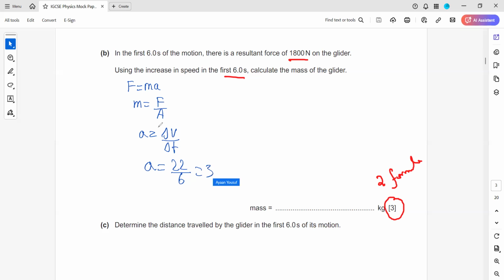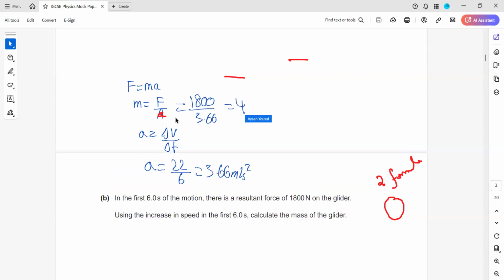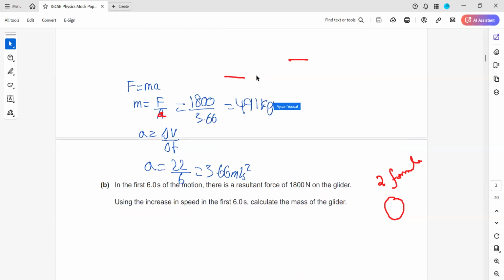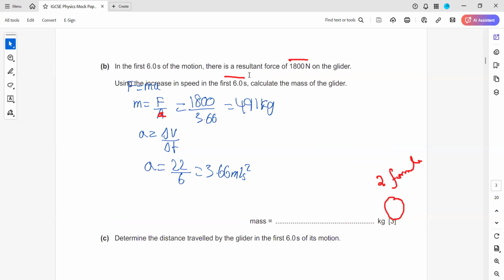So we have to use two formulas. The first thing, F equals ma, force equals mass times acceleration. So m is F divided by a. How to work out the acceleration? Acceleration is the change in velocity over time. So for the first 6 seconds, you have to use your graph. As you can see on the graph, the maximum speed is 22. That's why we use 22.